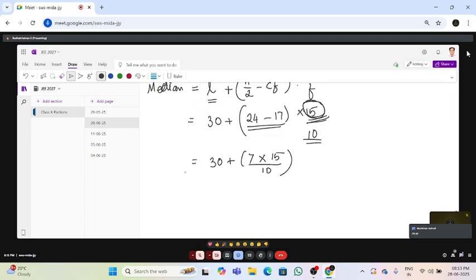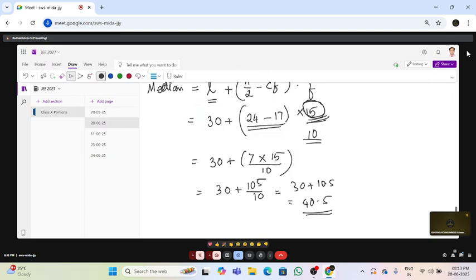Okay. So this is the formula. 30 plus 105 divided by 10, that is 30 plus 10.5, that is equal to 40.5. So this is your median value. So we take the proportionate. From the 24th is what we need.